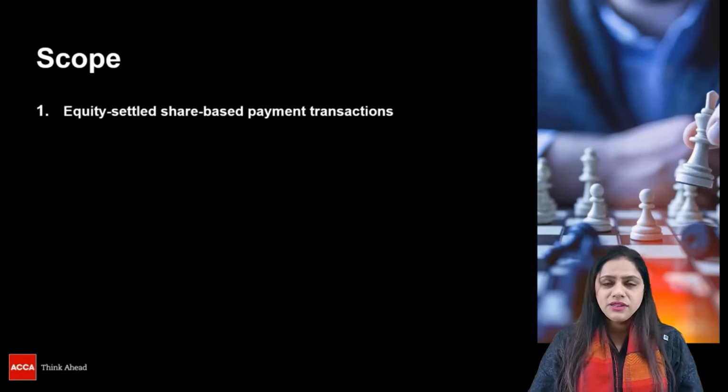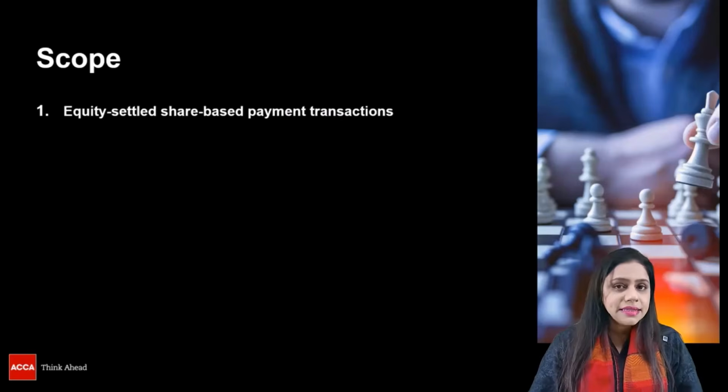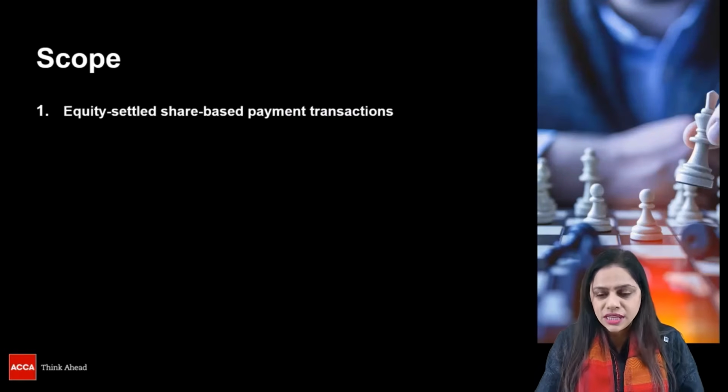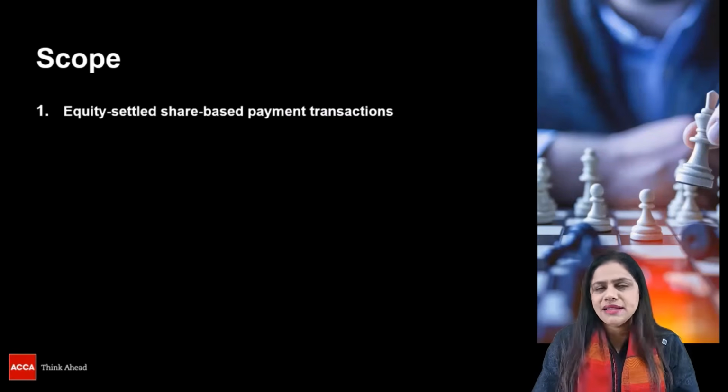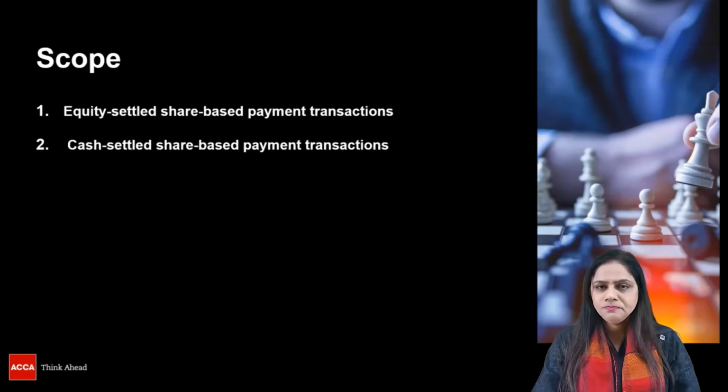So number one thing, just like we discussed, we get goods or services, and against that, we say that we are going to give our company's own equity instruments. So when we commit that you provide a service to me or you send some goods to me and I'm going to give you my equity instrument, then IFRS 2 is going to be applicable.